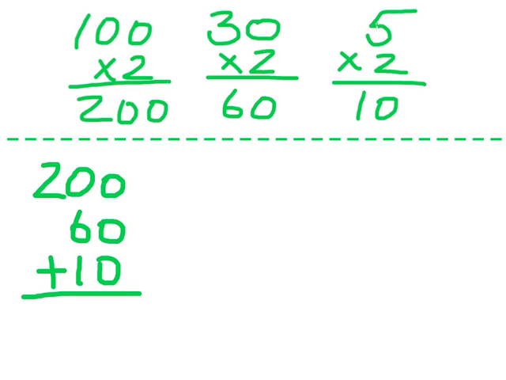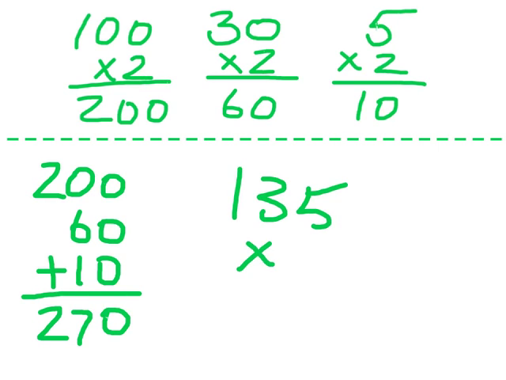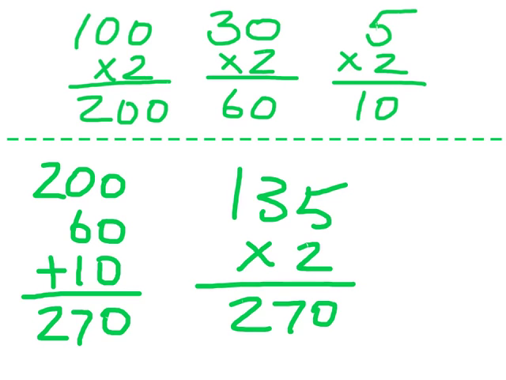So the first column we have all zeros. 6 plus 1 makes 7, and 2 plus nothing makes 2. So the answer to our question, 135 times 2, is 270. Let's look at a different strategy for multiplying that number.